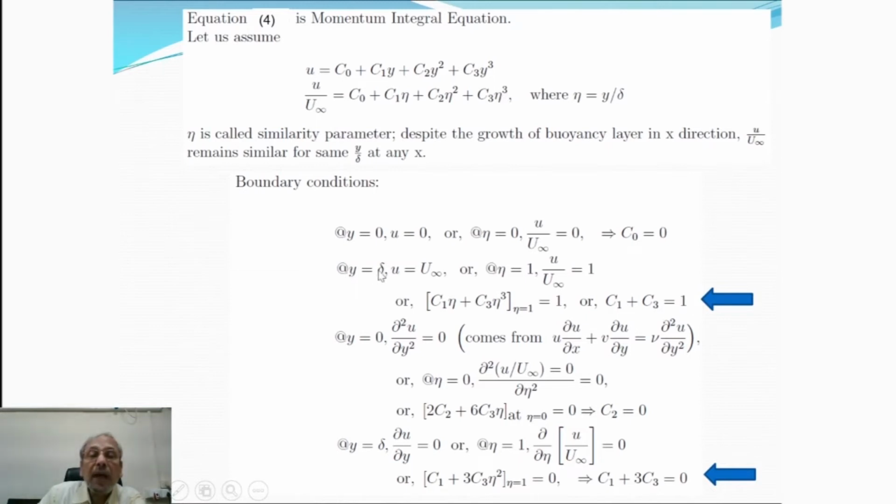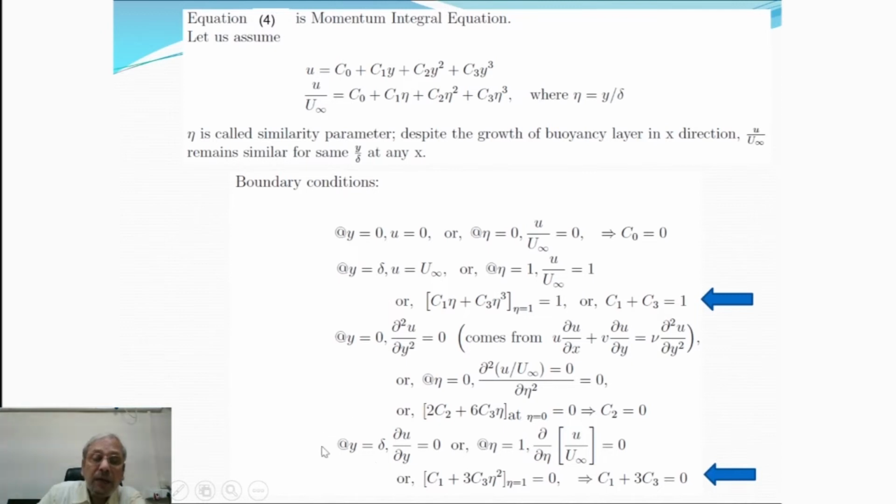Then we apply at y equal to delta, u equal to U infinity. That means at y equal to delta, eta equal to 1. It's the edge of the boundary layer, y by delta. So when y is delta, eta is 1. Then u by U infinity, the velocity profile, also reaches the value of 1. U becomes equal to U infinity. So C1 eta plus C3 eta cube at eta equal to 1 is 1. That means C1 plus C3 equal to 1.